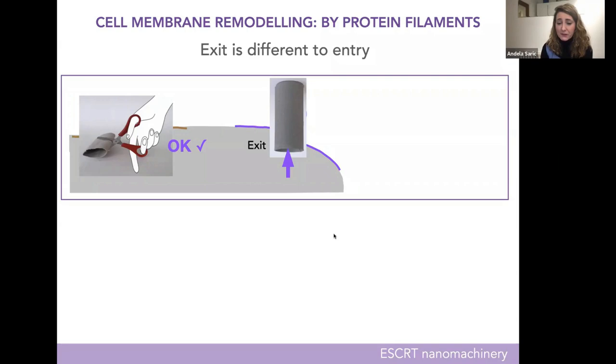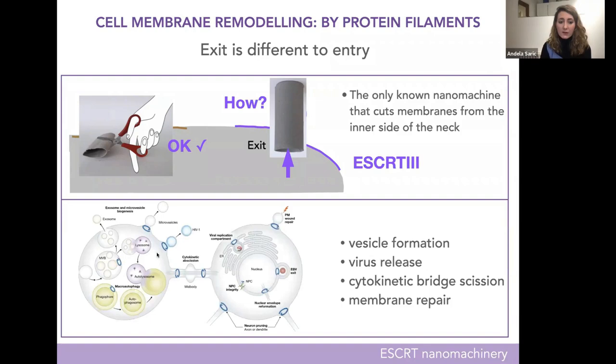And you can think that maybe that's some weird process that I'm tinkering with for my own geometrical entertainment, but actually this kind of scission from the inside is very important for the cell. It occurs in all sorts of cellular processes. For instance, in budding of viruses, in budding of vesicles, in the last step of cell division, you need to cut the membrane neck from the inside. And there's only one nanomachine across all evolution that does this sort of geometrical transition of cutting a membrane neck from inside. It has a bit of a clumsy name. It's called ESCRT, but it does all sorts of things.